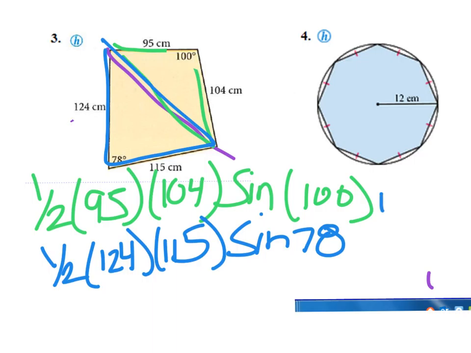Find the answers and then add them together. Do not round your answer until you have found both areas. So your very last step should be rounding, not before.